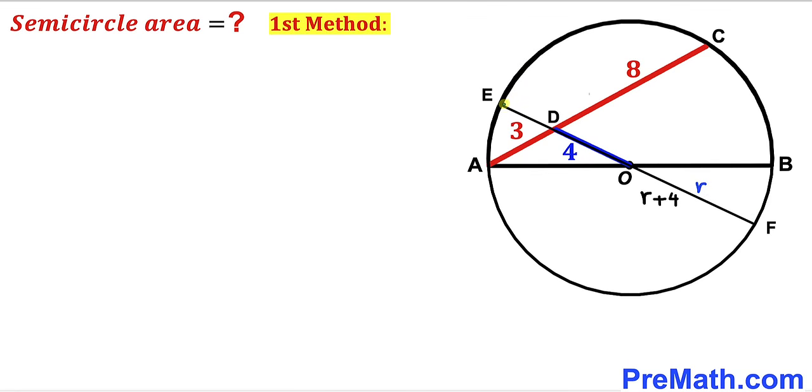Now we are going to figure out this tiny segment DE. This is going to be equal to the whole diameter EF, which is 2 times r, minus this segment r plus 4. So I'm going to write down 2r minus (r plus 4). Let's simplify. That is going to give us r minus 4. So the tiny segment DE is going to be r minus 4.